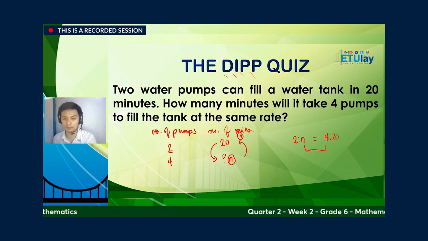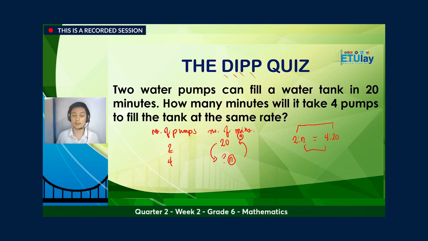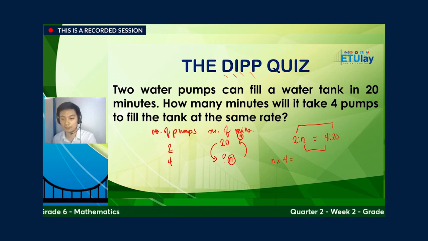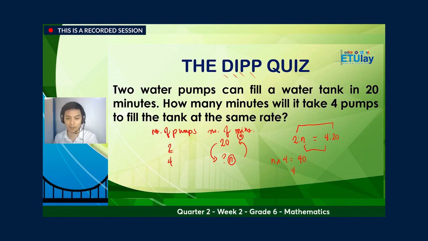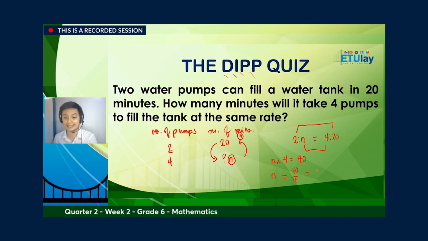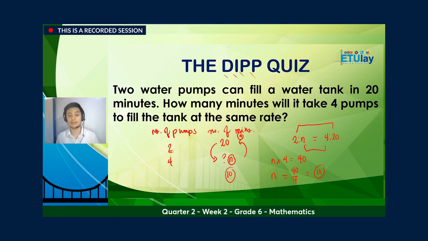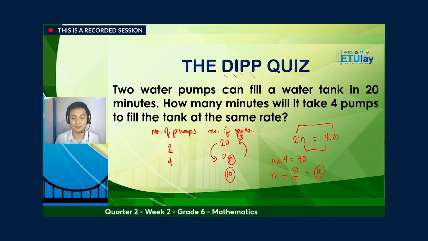From which we can set up the equation showing that the product of the means is equal to the product of the extremes. So we have n times 4 is equal to 2 times 20, which is just 40. So dividing 40 by 4, we will get the value of n, which is 10. Ayan. So, nakalahati yung oras. Naging 10 minutes na lang dahil nga dumoble naman yung bilang ng pump. So the answer is 10 minutes.